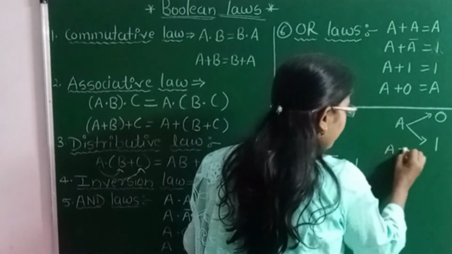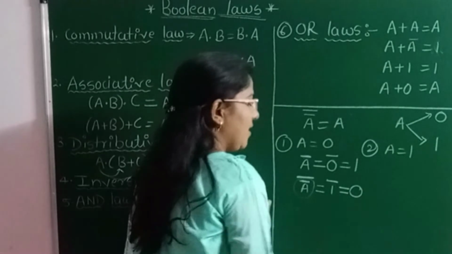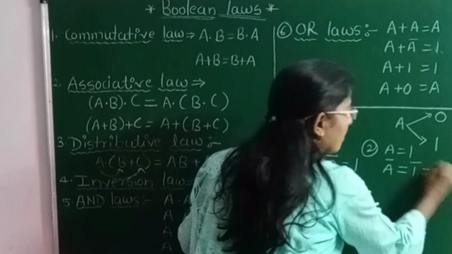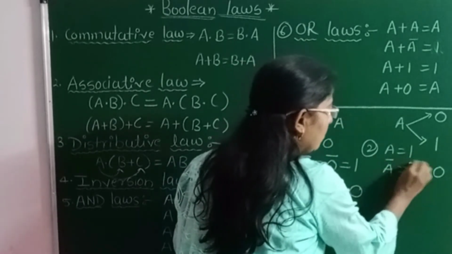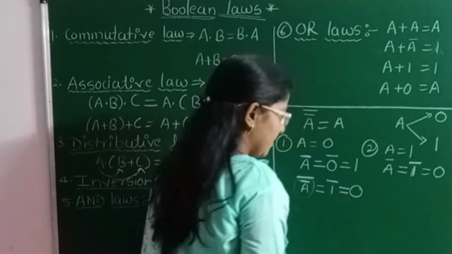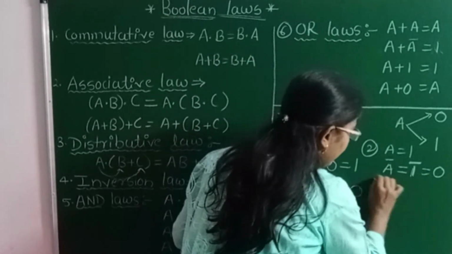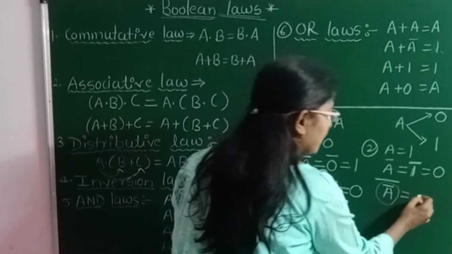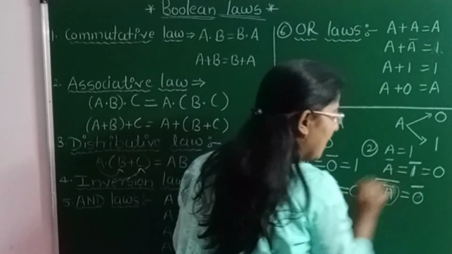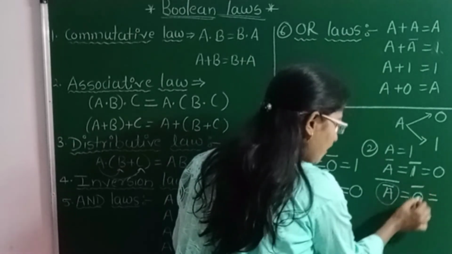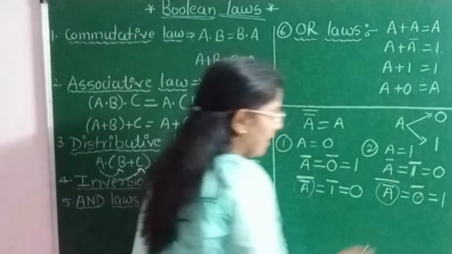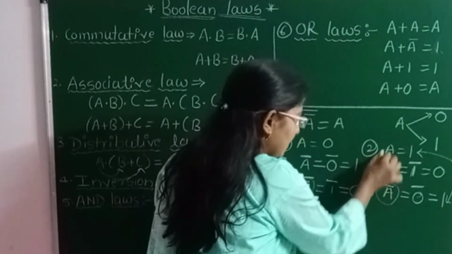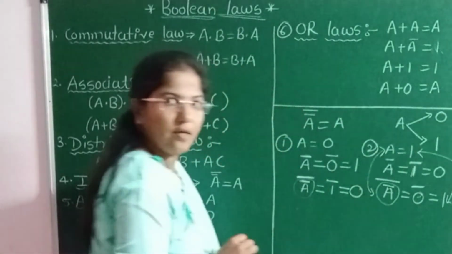Now we will consider A is equal to 1. So I will take its complement. A complement equal to the complement of 1 is equal to 0. So I will take the double complement equal to. Now here the value of A complement is 0. This complement will remain as it is, equal to the complement of 0 is equal to 1. Again you can see here both of the values are the same. So that's why A is equal to its double complement.